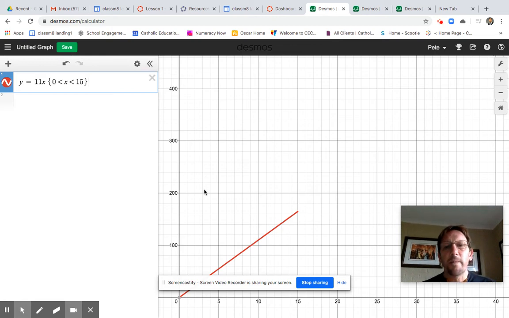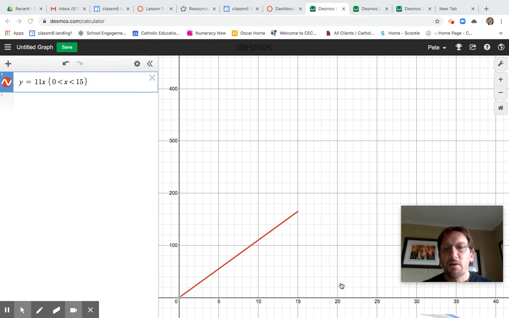Okay, so one of the reasons we look at linear functions or graphs of these functions is, let's look at this. This is just y equals 11x. It could be that you earn $11 per hour. So if you work 5 hours, you're going to get $55. If you work 10 hours, 10 times 11 is $110. If you work 15, and you can read this straight from the graph, 15 times 11 is $165 you're earning.